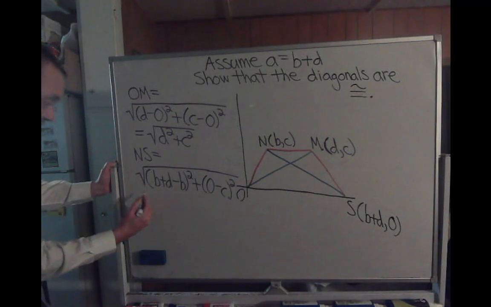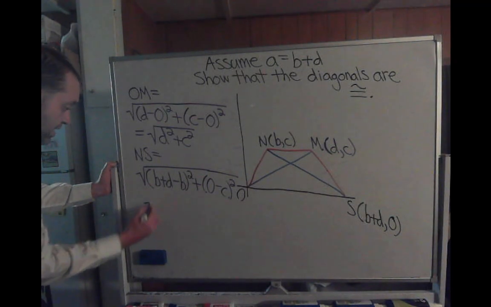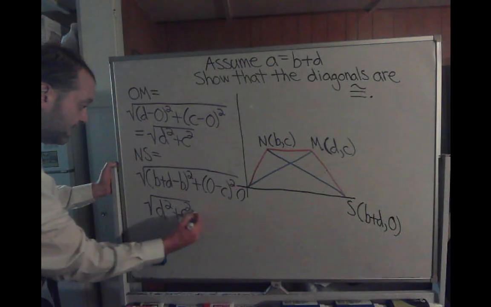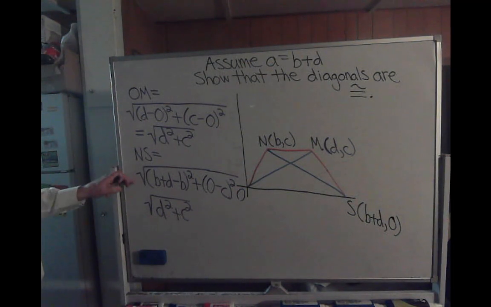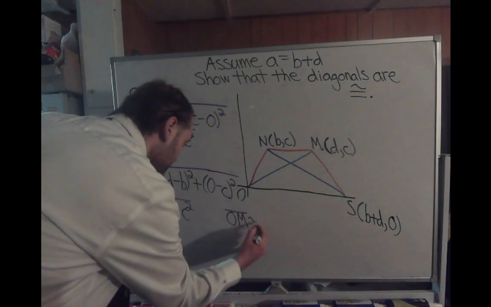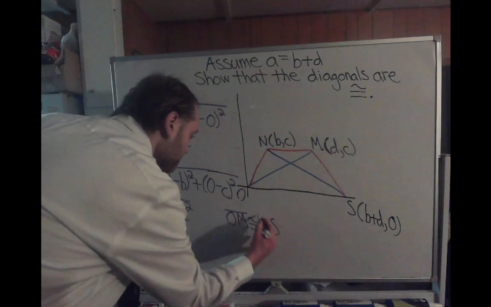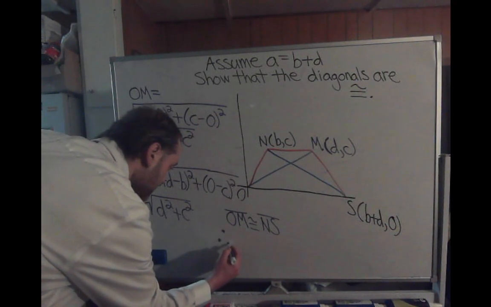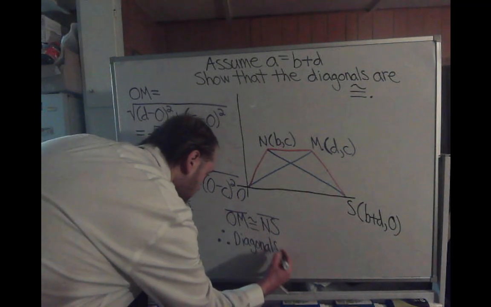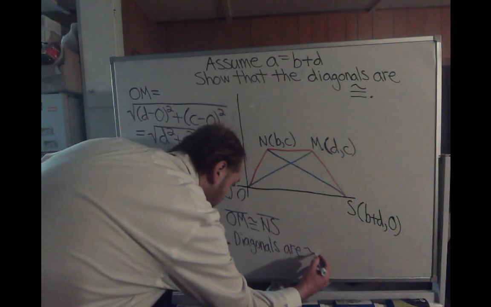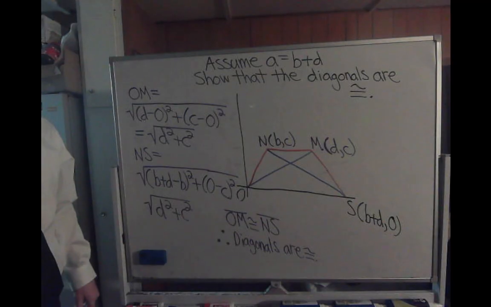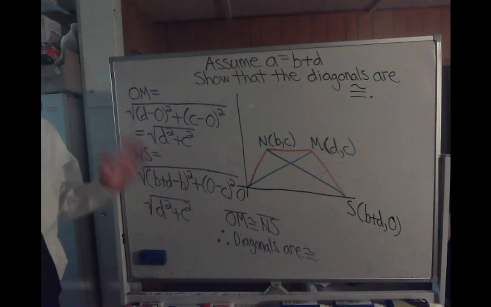Well, B minus B goes away. This would just simplify into the square root of D squared plus C squared once again. So we've shown that these two diagonals have the same length. We have shown that OM is congruent to NS. Therefore, diagonals are congruent. Alright? And it's almost like we just proved another theorem or something using coordinate geometry.